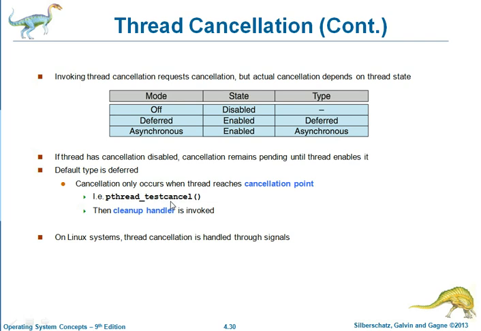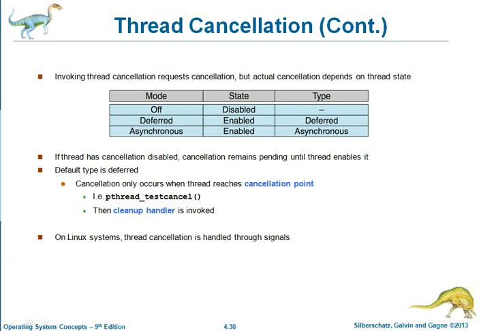If a cancellation request is found to be pending, a function known as a cleanup handler is invoked. This function allows any resources that the thread may have acquired to be released before the thread is terminated. A thread that is to be cancelled is often referred to as the target thread.